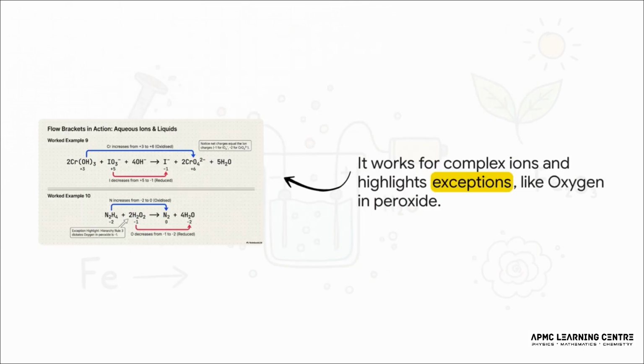Now, this next example really shows you the power of that hierarchy pyramid. Here, we've got hydrogen peroxide, H2O2. Remember, our hierarchy told us this is one of those special exceptions where oxygen is -1. And look, we can see it goes from -1 on the left side to -2 in the water on the right. Its state decreased, so the H2O2 was reduced. This method catches those tricky cases for you every single time.